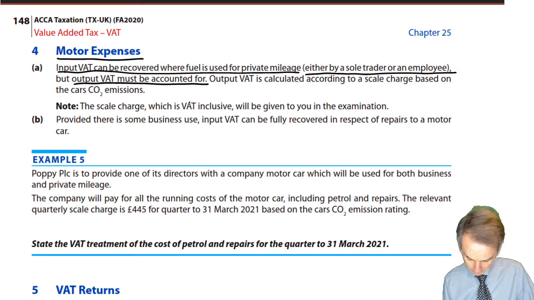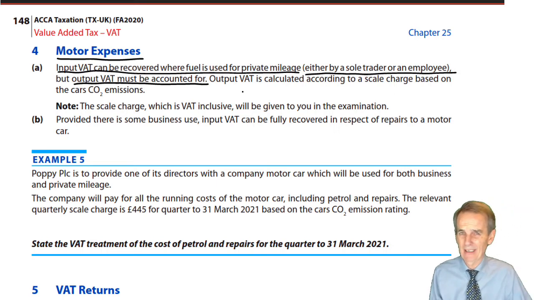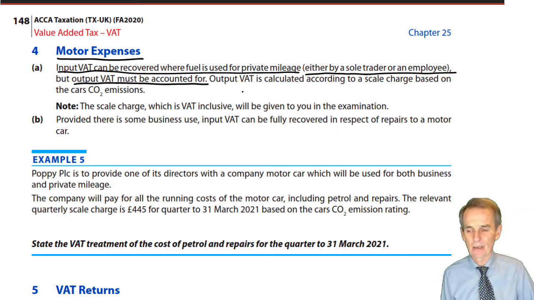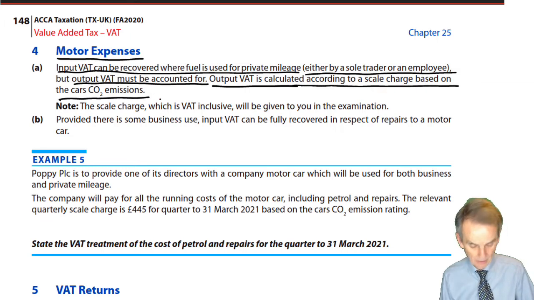It's not a problem. But then, because we know that, hang on a minute, not all of that mileage is going to be actually business, some of it is private, but we've allowed all of the input VAT to be recovered. So how do HMRC balance the books here to say, well, you can't have all of that? Rather than reducing the amount of input VAT that can be recovered, all we do instead is to charge output VAT. That is calculated according to a scale charge based on the car's CO2 emissions.